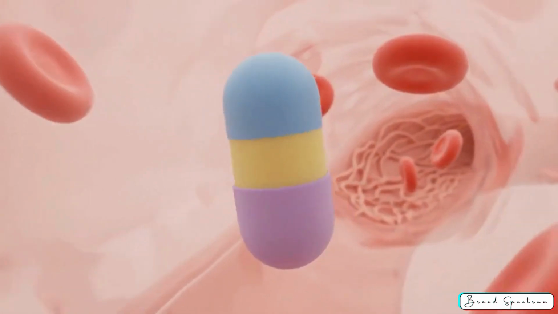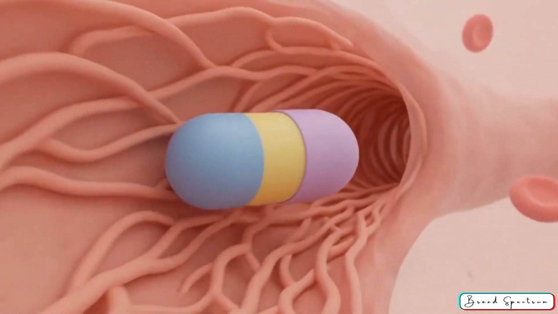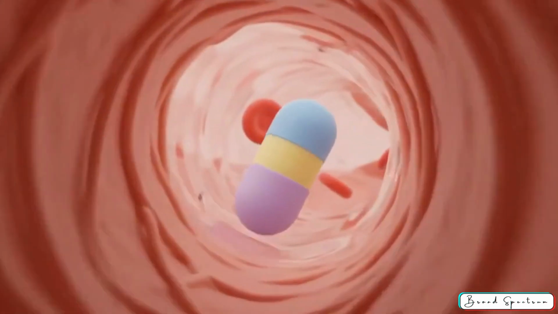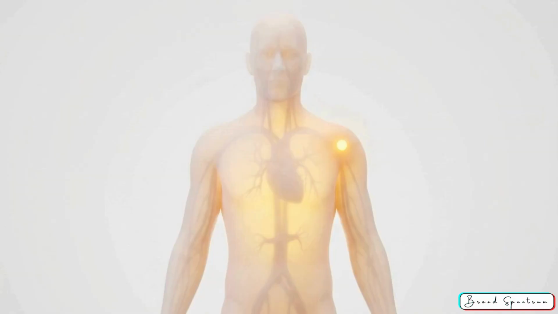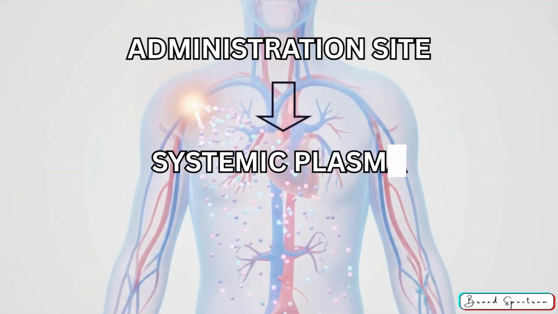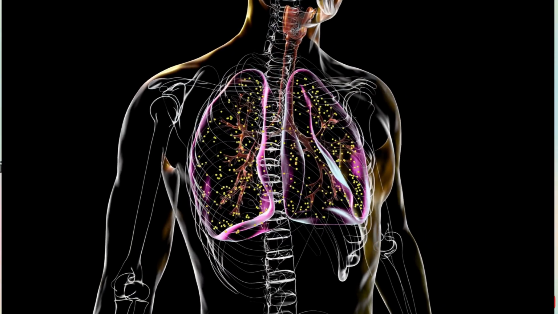Predicting a drug's theoretical efficacy requires solving its receptor affinity. Realizing that efficacy in clinical practice requires overcoming the body's physical barriers. Pharmacokinetics tracks the drug's journey from the site of administration into the systemic plasma and eventually to the extracellular space where the receptors reside. This journey depends on two variables.